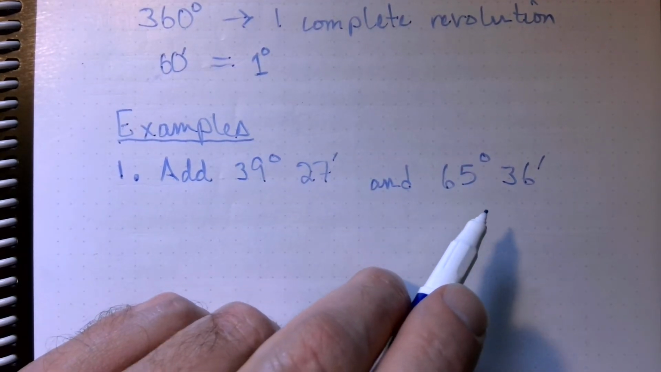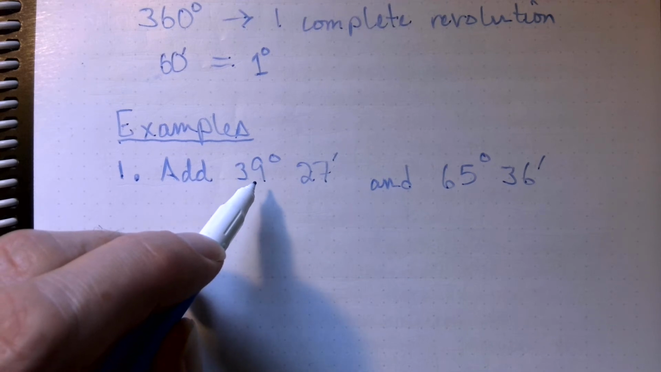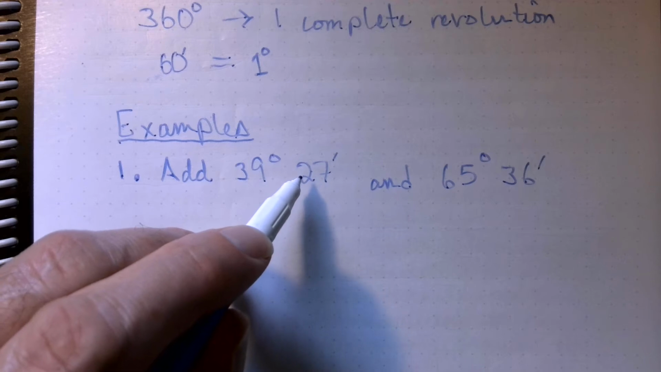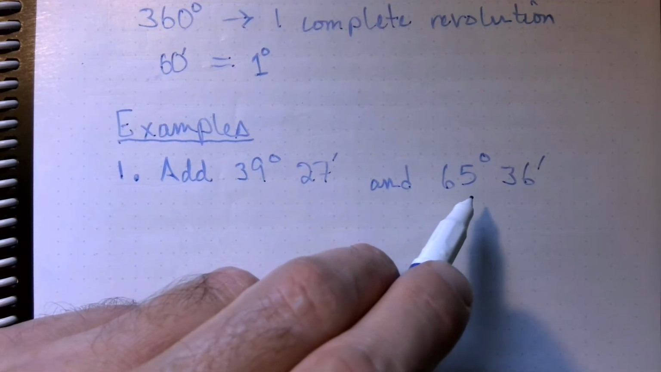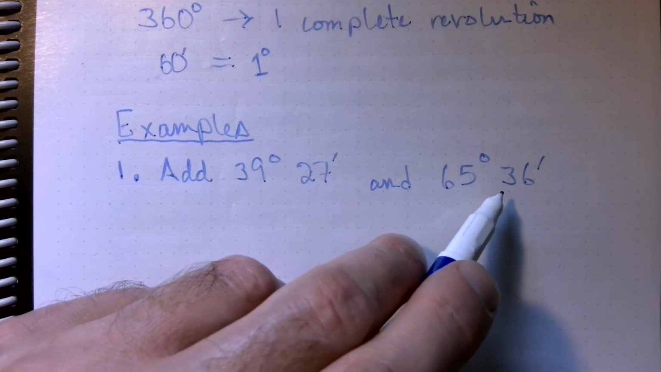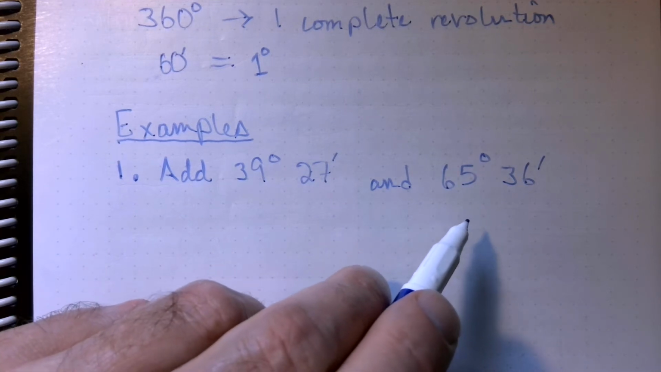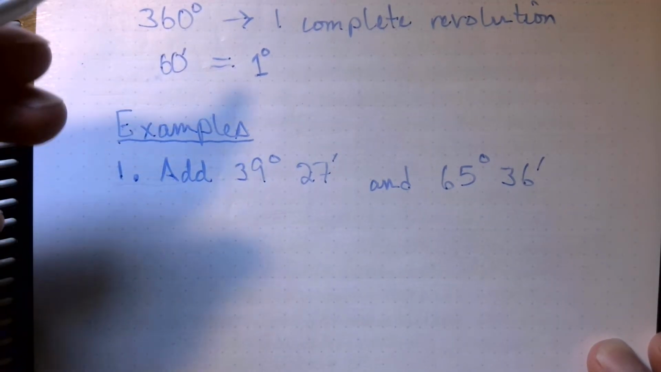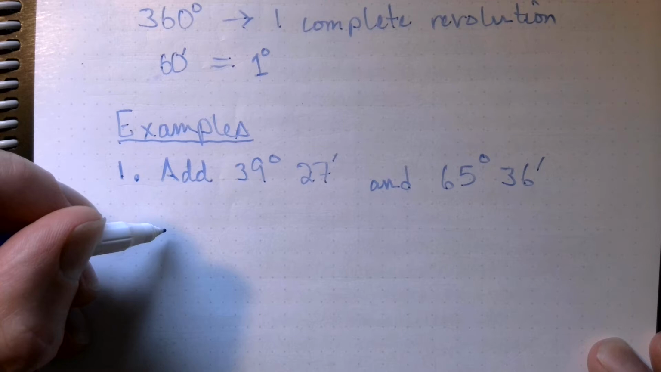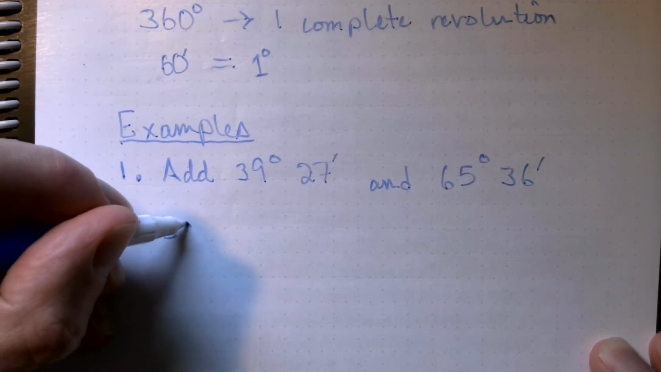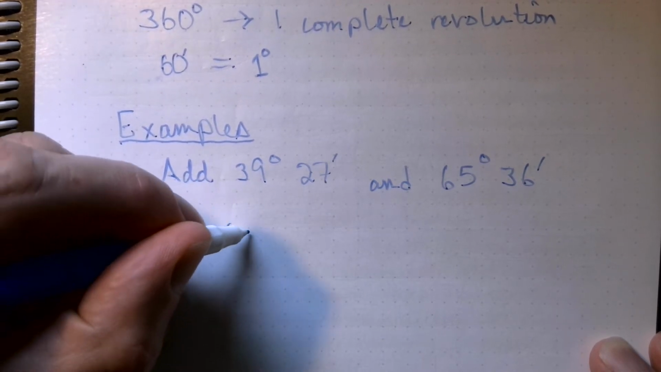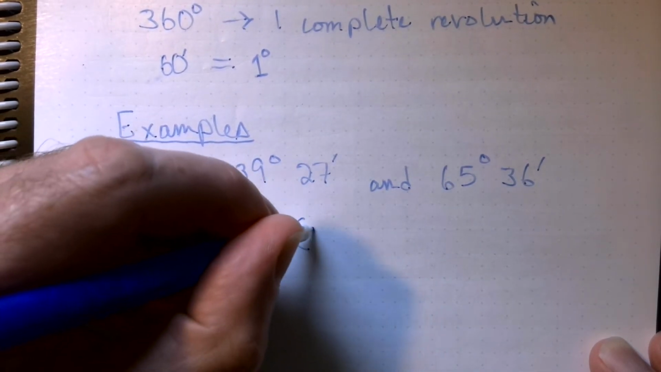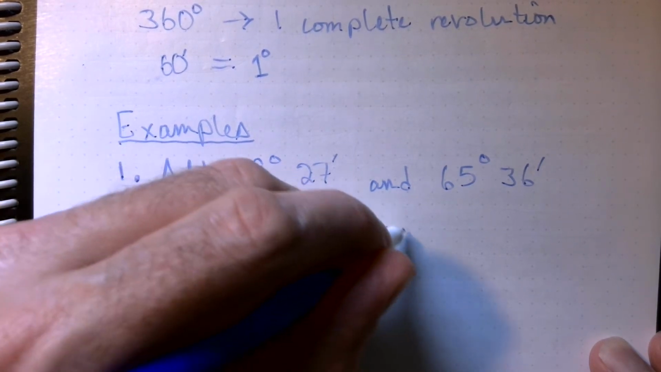Now, of course, the way to make sense of that is, let's imagine we rotated through an angle of 39 degrees, 27 minutes, and then from that position we're going to rotate further 65 degrees, 36 minutes. What's the total angle that we've rotated through? Would be the sum of these two angles. Okay, now this isn't too hard here. I would begin by adding each component separately. So 39 plus 65 degrees, and then 27 plus 36 minutes.